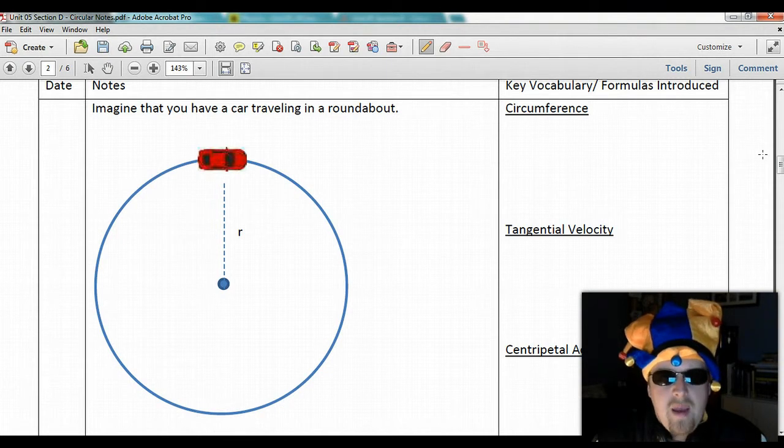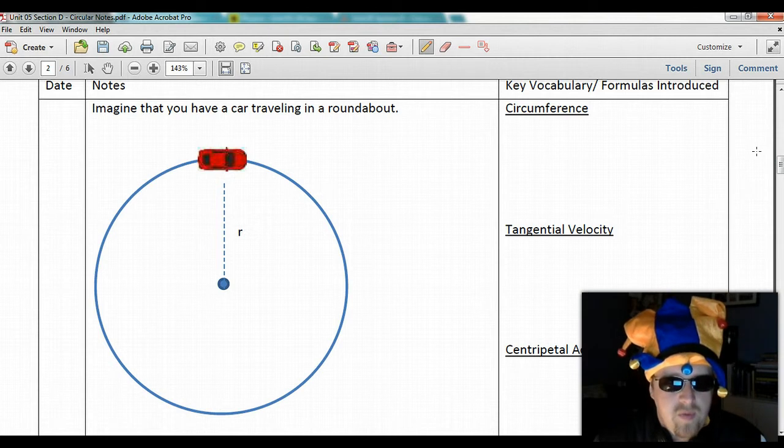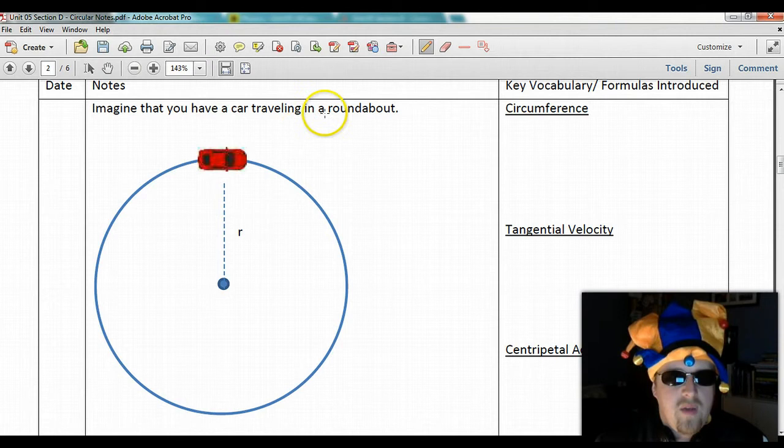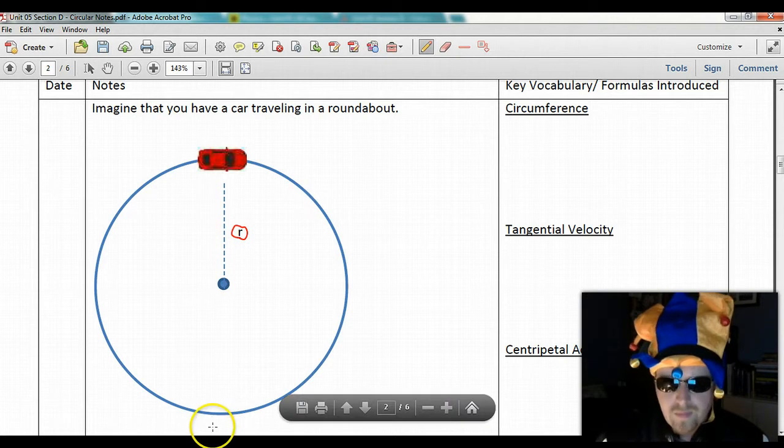Imagine that you're a car traveling in a roundabout. Some of you have traveled in roundabouts before. Some of you have not, okay? And a couple of things we want to first recognize is that this roundabout has a radius here, okay? And the car is traveling in this circular path like so.